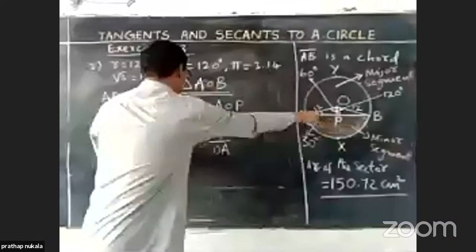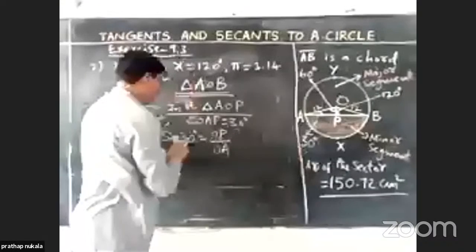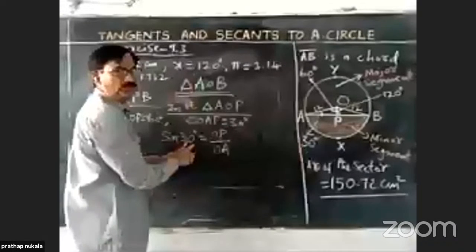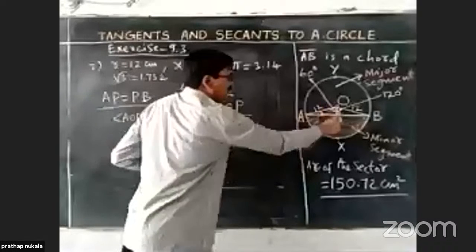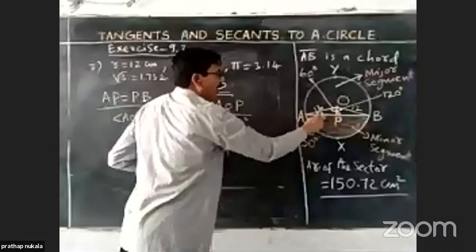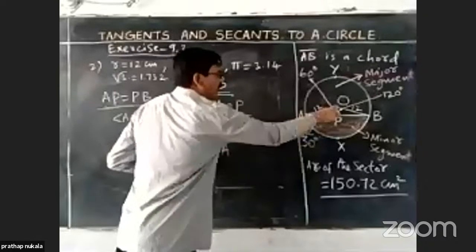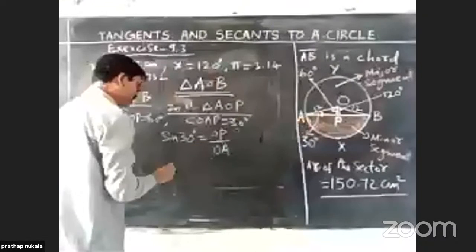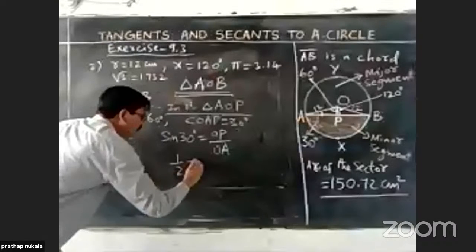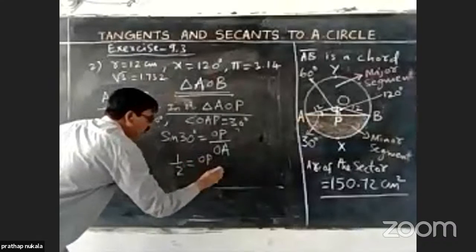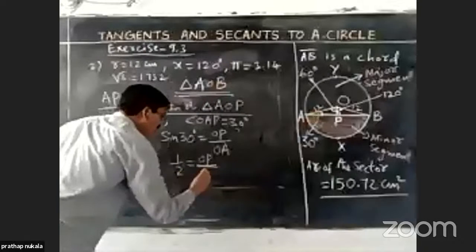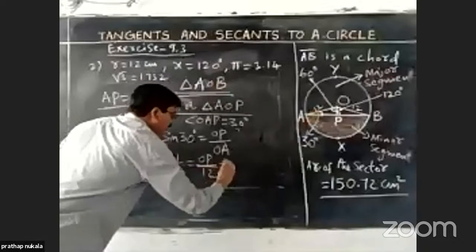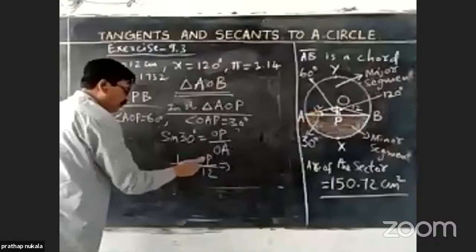In right triangle AOP, sin A, where A is 30 degrees. Sin 30 degrees equals the opposite side to angle A, which is OP, divided by the hypotenuse, which is OA. The sin 30 value is 1/2, equal to OP by OA. What is OA? It is equivalent to the radius, 12. This implies 2 into OP.